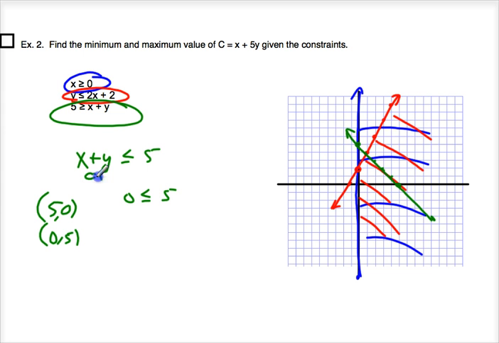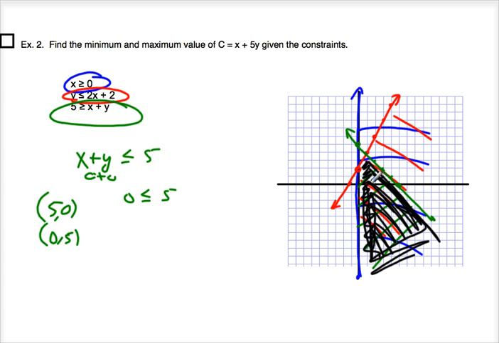So if you plug in 0, 0, it works, so I'm shading towards 0, 0. I'm only going to shade where it's both red and blue. And it looks like my final feasible region is this right here. Well, this is unbounded. It goes forever and ever that way. So it doesn't have a max and a min. It only has one or the other.